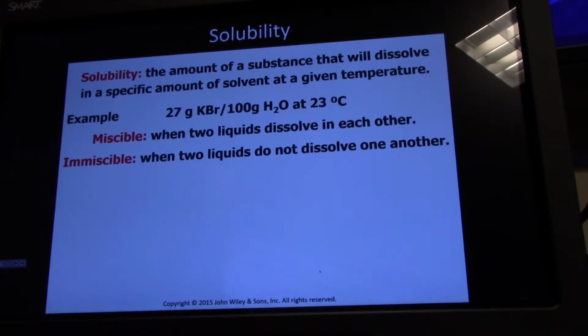If you have two liquids, if they fully dissolve into each other, they're miscible. Like rubbing alcohol and water are miscible. They'll dissolve into each other infinitely. Ethyl alcohol and water are miscible.